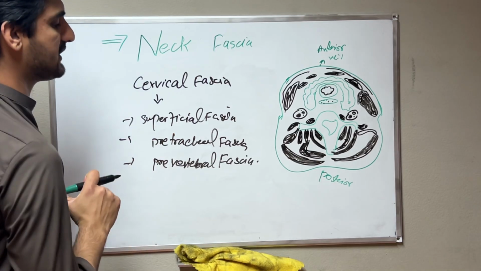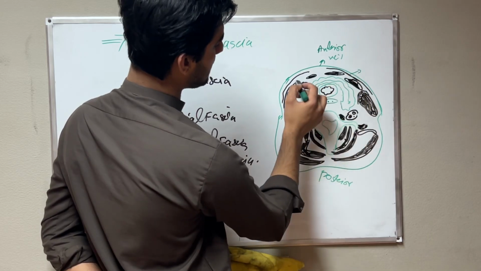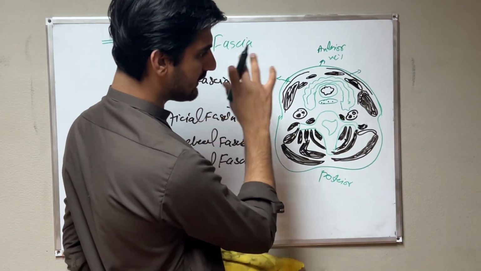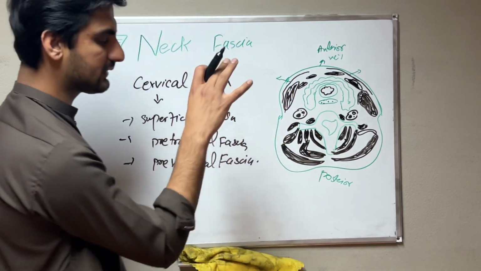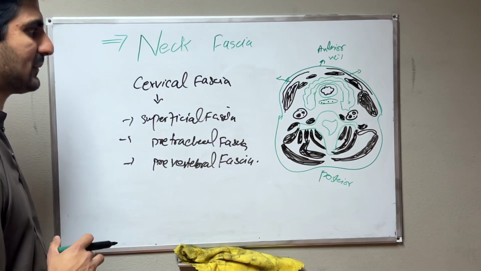Now we will talk about the first, the superficial fascia. Now this is the platysma muscle, and the platysma muscle is also covered by the superficial layer of our whole body layer, the superficial fascia.